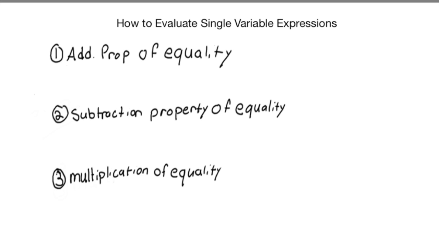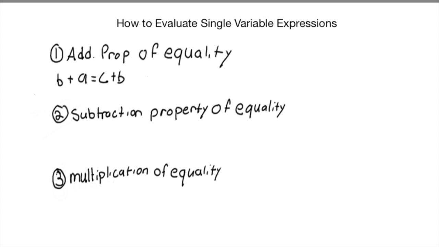Let's start off with the addition property of equality. It says basically if we have A equals C, then if we're going to add the variable B to the variable A, we need to do the same thing on the opposite side and also add B to C, since they're equal.